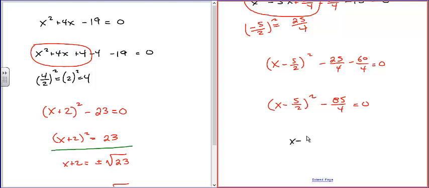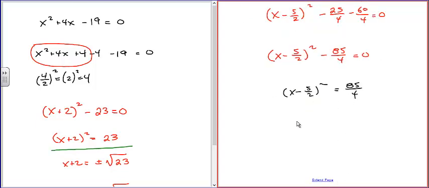Now we could move this thing to the other side. And again, that's what we're going to end up doing when we deal with ellipses and hyperbolas. Now if I wanted to solve for the zeros, I'd take the square root of both sides.